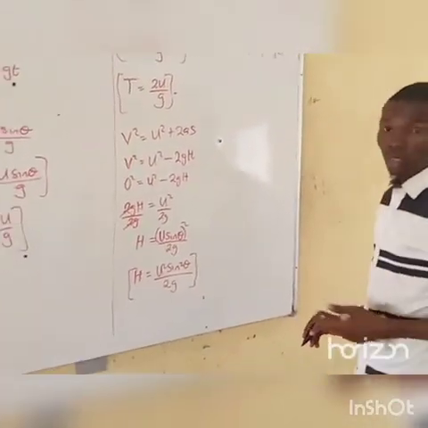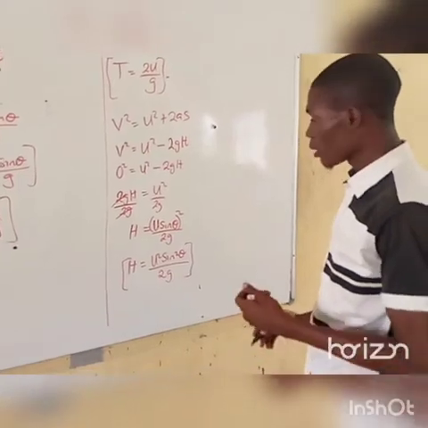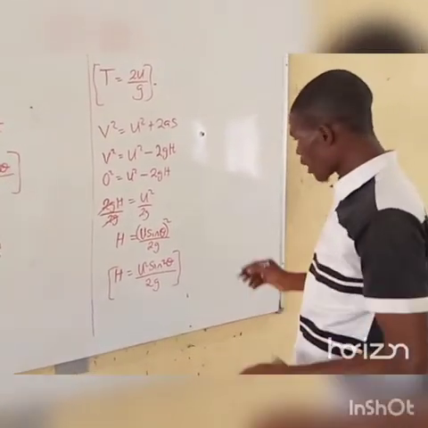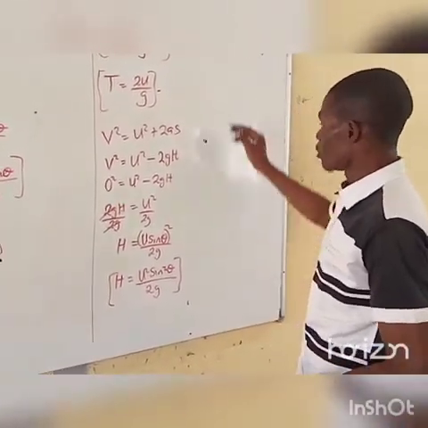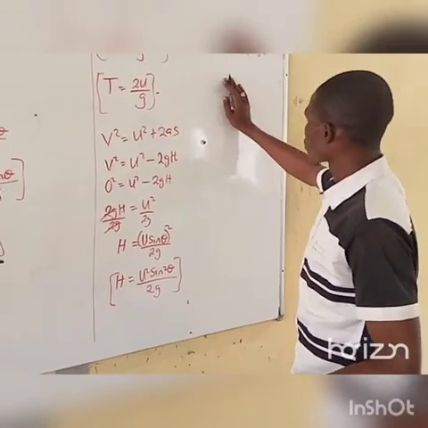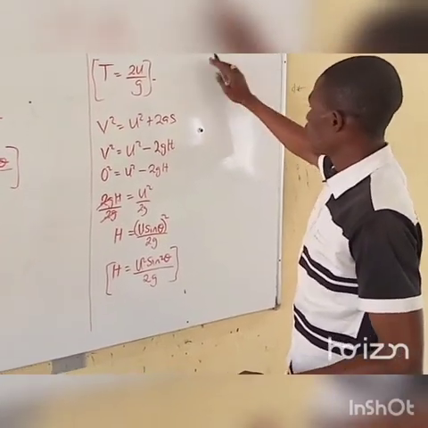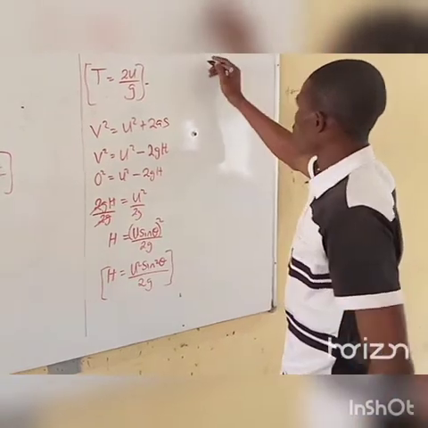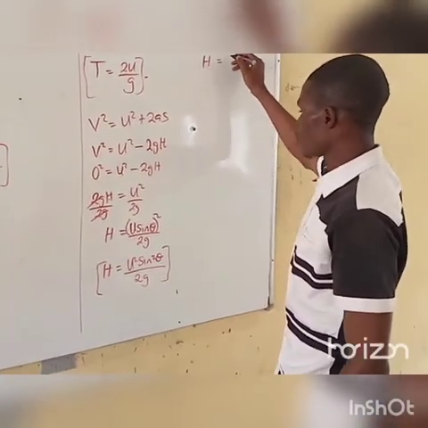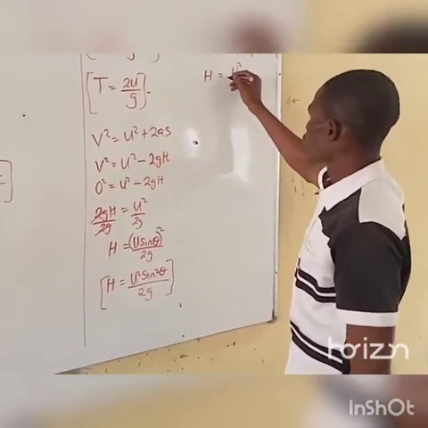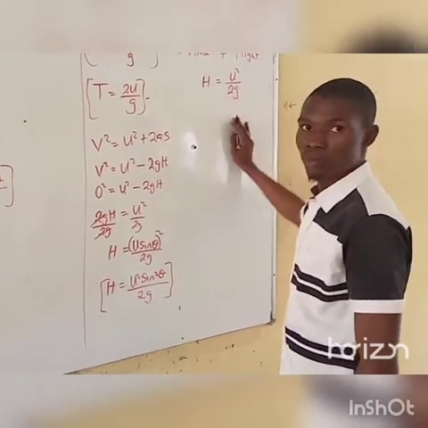The same thing where you are not given theta, or where sine square theta is equal to 1, we know that maximum height is equal to u square over 2g.